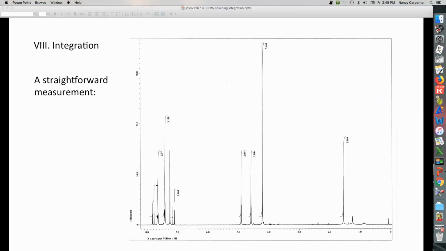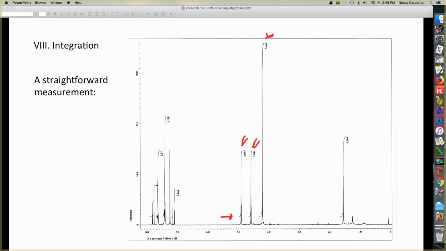All right, last but not least, really not least, is integration. Integration is so easy to do and so useful, but so many people ignore it. Ignore it at your own peril. This is a spectrum obtained on our instrument downstairs, and what you see is a whole bunch of lines with numbers. So these little teeny lines here and these little numbers, those are your integrations.